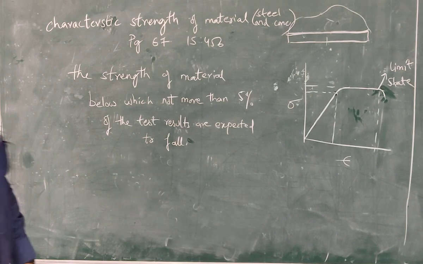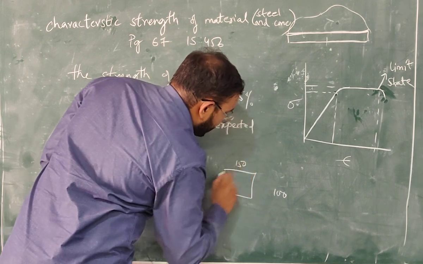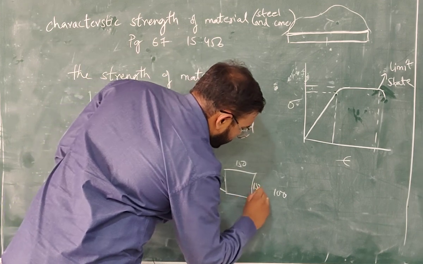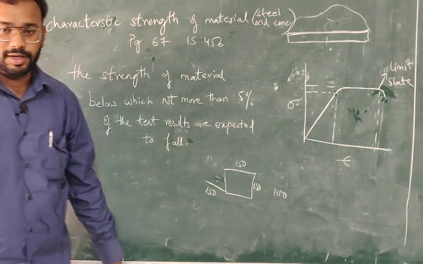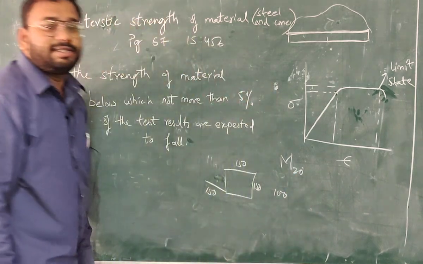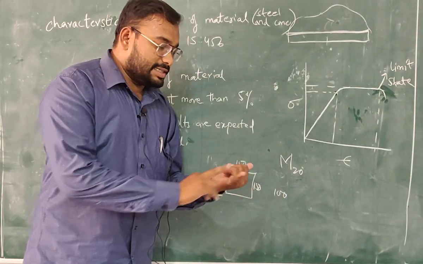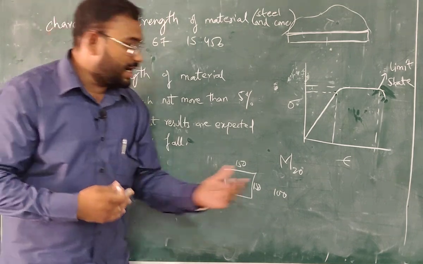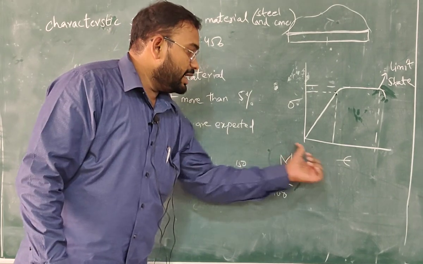Suppose you have made 100 cubes like this of size 150 by 150 by 150. You made how many cubes? 100 cubes you made. Now suppose you have designed this for M20 strength. What do you mean by M20? M20 means mixing cement, fine aggregate, coarse aggregate and water in such a proportion that you get a strength of 20 MPa after 28 days of curing. This is the meaning of this.